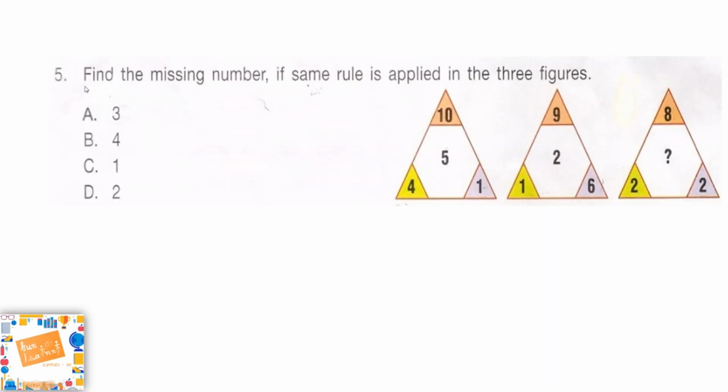Next question. Find the missing number if the same rule is applied in all 3 figures. There are 3 figures given and we need to find the number in the question mark place. So is it option A 3? Is it option B 4? Is it option C 1 or option D 2? Your time starts now.